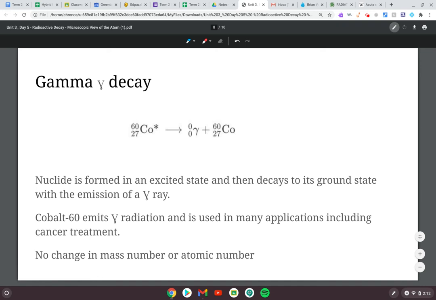When we talk about gamma radiation, though, there is no change in mass number. Note that the mass number, the 60 and the 60, are the same on both sides, and there's no change in atomic number. The 27 and the 27 are the same on both sides as well. The only difference is the loss of actual energy.